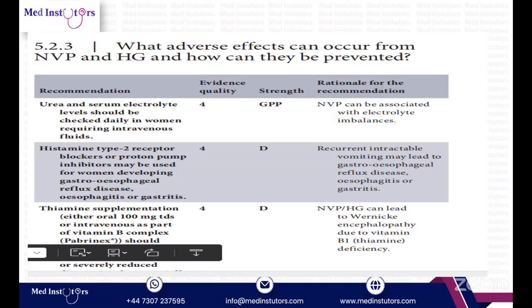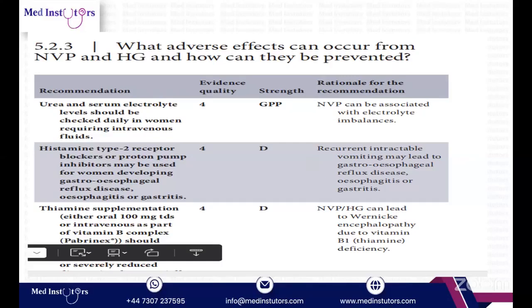We all know that we have to look at urea and electrolytes, especially in those patients to whom we are going to give intravenous fluids. Then histamine type 2 receptor blockers, or proton pump inhibitors, should be given to the patient for GERD or gastritis. It is usually recommended for recurrent intractable vomiting and for gastroesophageal reflux disease.